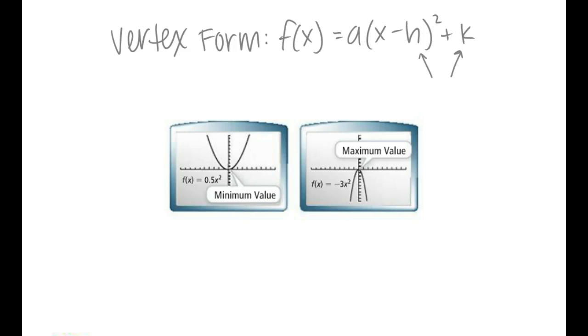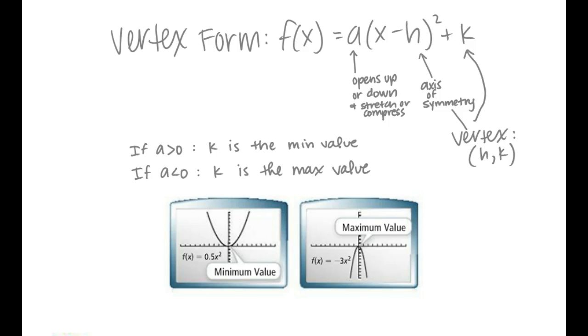The nice thing about vertex form is that it gives you information about the graph of the f without drawing the graph. So if a is greater than 0, then k is the minimum value of the function, and vice versa. If a is less than 0, k is the max value. We recently discussed that the a value determines if the parabola opens up or down, as well as if it's stretching or compressing. The h is the axis of symmetry, so the equation would be x equals h, whatever number is in the h spot, and the numbers in the h and k spot determine what the vertex is.